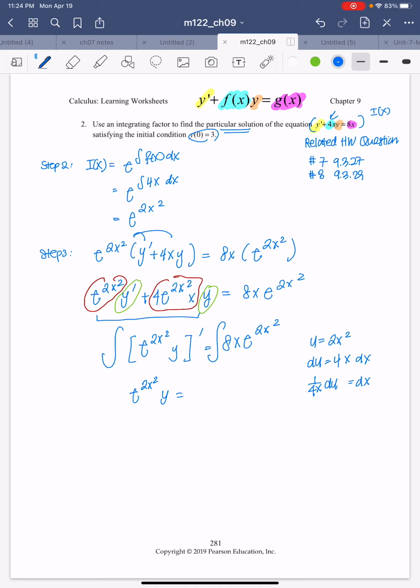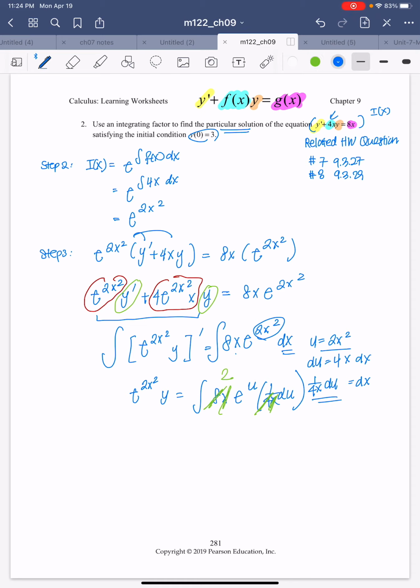Okay. So over here, I'm going to end up having 8x, I forgot dx. Should have a dx because everything is variable x. This part is u. Dx will be 1/4 x du. Now canceling out the x, 4 goes into 8 twice.